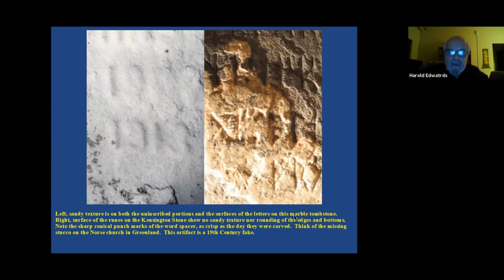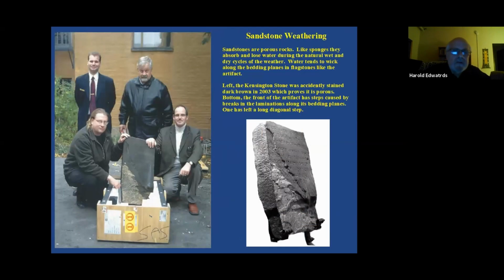And I think this again shows that the stone is a fake. It's insufficiently weathered. Let's turn our attention to the sandstone. In 2003, the stone was stained a dark brown, almost black color. And what it shows is the fact that sandstones are porous rocks, and they act like sponges when they're in the ground, and they absorb and lose water during the natural wet and dry cycles of the weather.